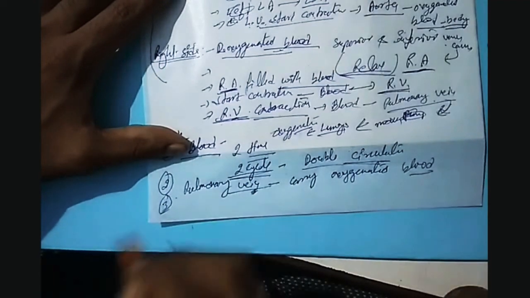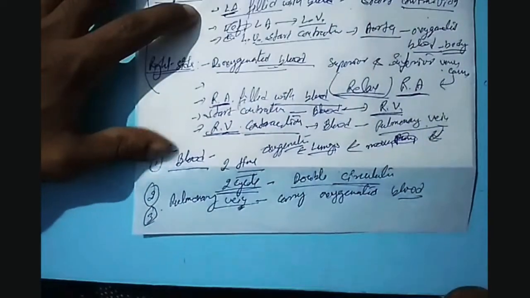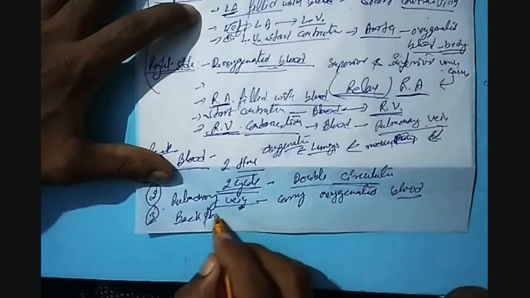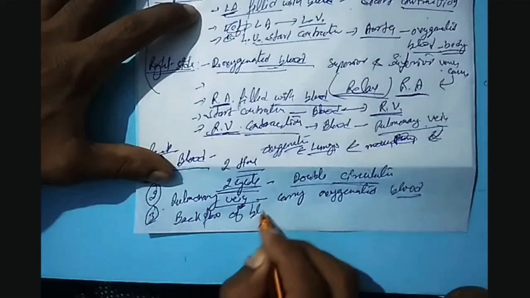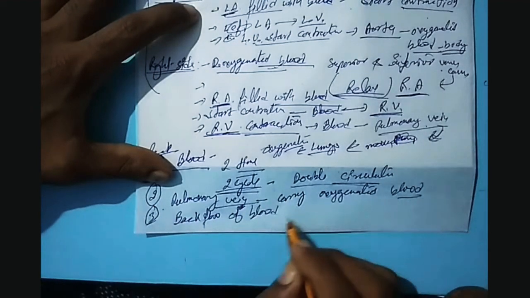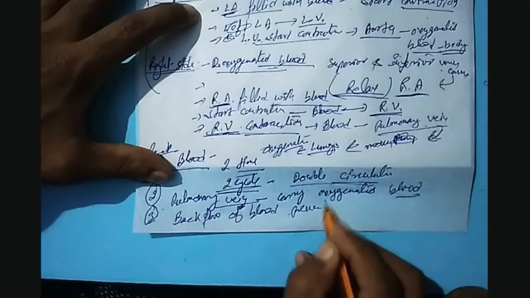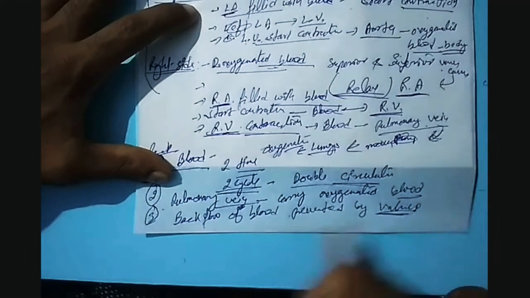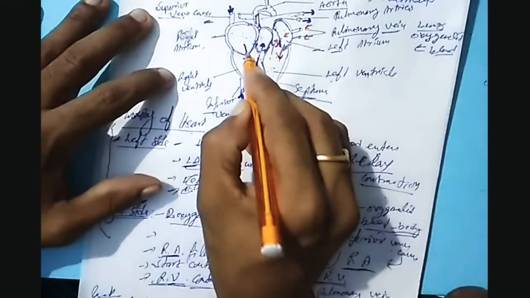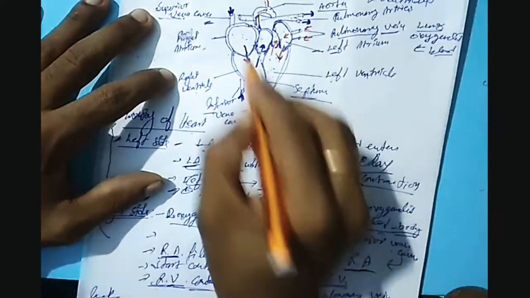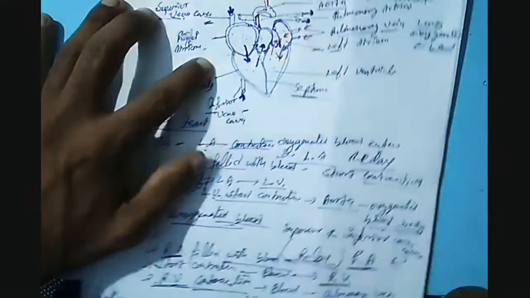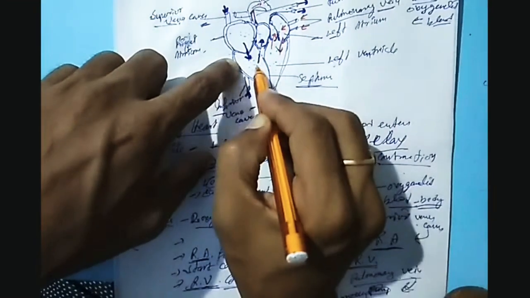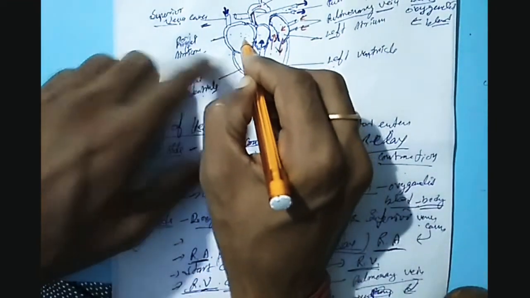And the third important point, the backflow of blood is prevented by valves. Here the valves are present that prevent the blood from moving back from the ventricle to the atrium.